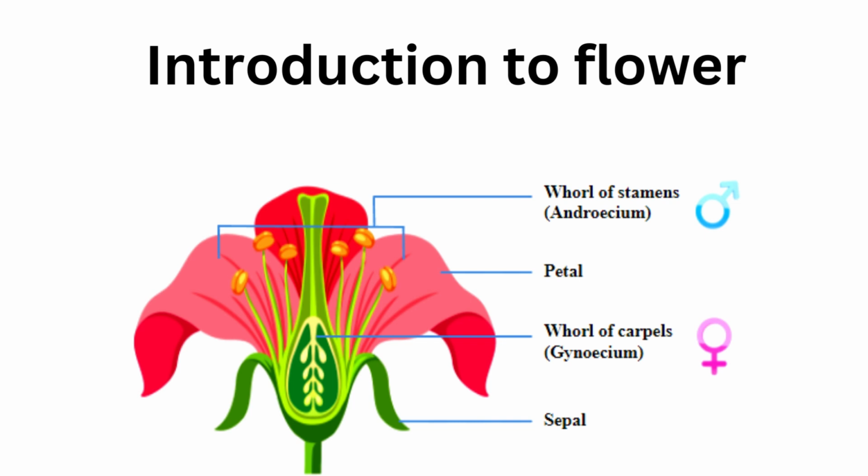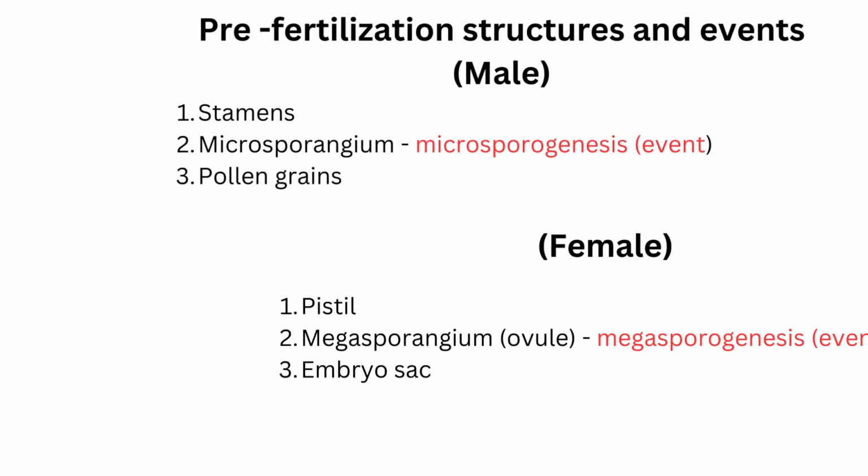So let's begin. Introduction to flower. Androecium is called the male reproductive organ. As you can see in this diagram, gynoecium means female reproductive organ. Petals and sepals are non-reproductive structures.